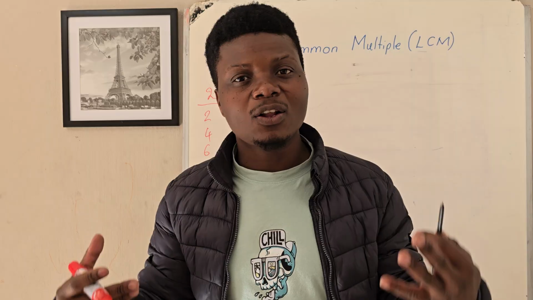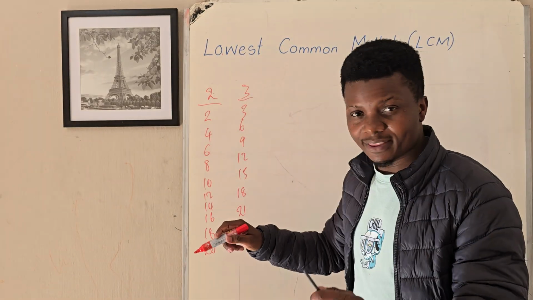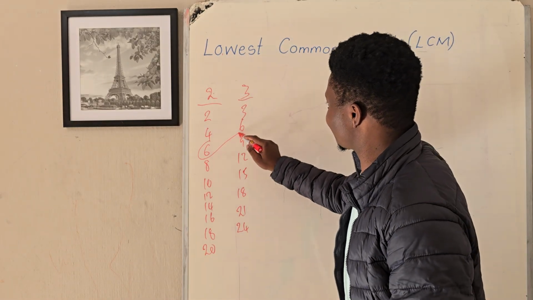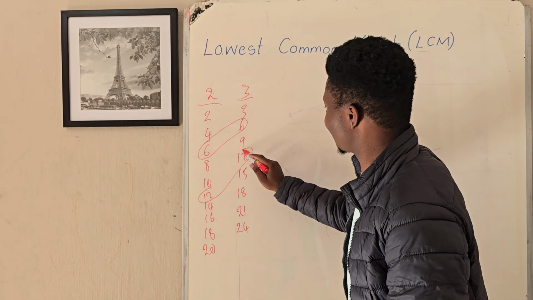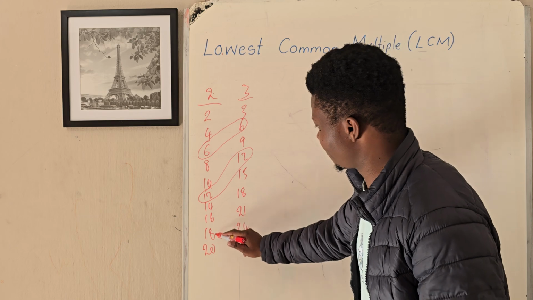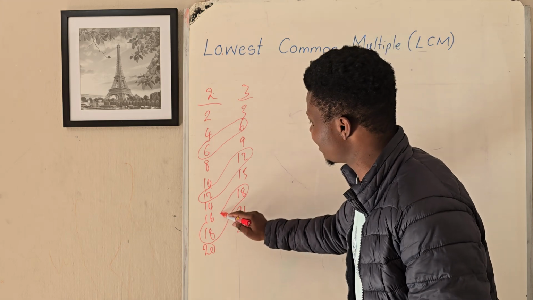And I say, what is the lowest common multiple? Take a look at this. 6 right there, 6 right there. We also have 12 right there, there's 12 right there. We have 18 right there, and there's 18 right there.